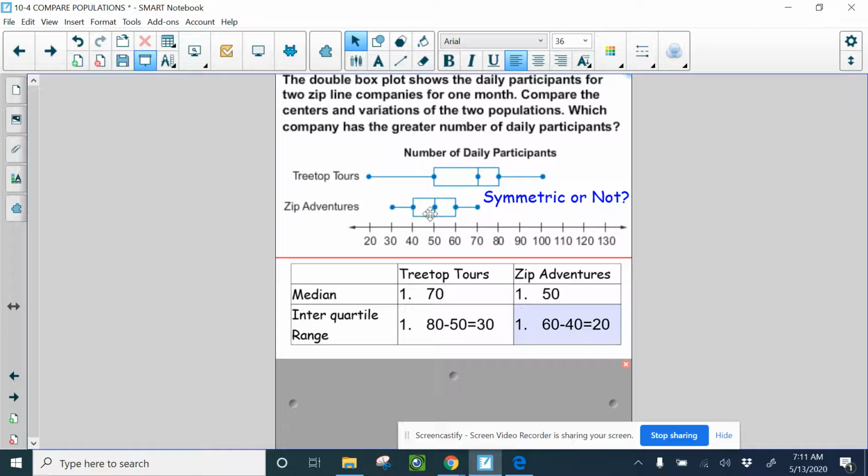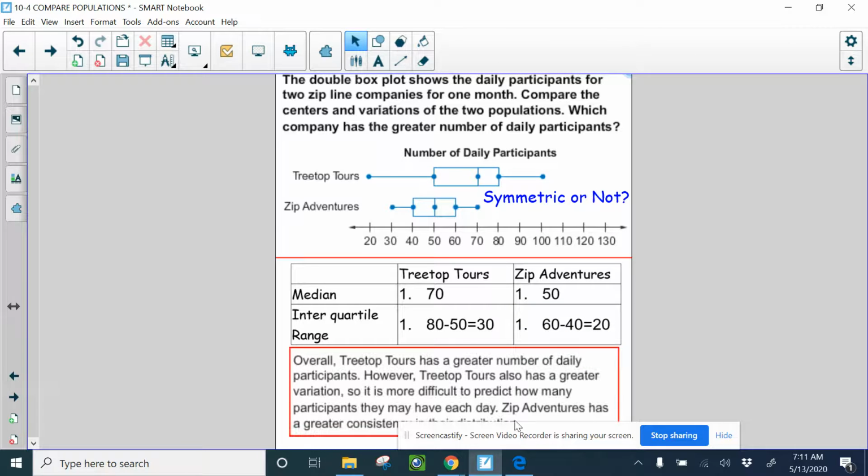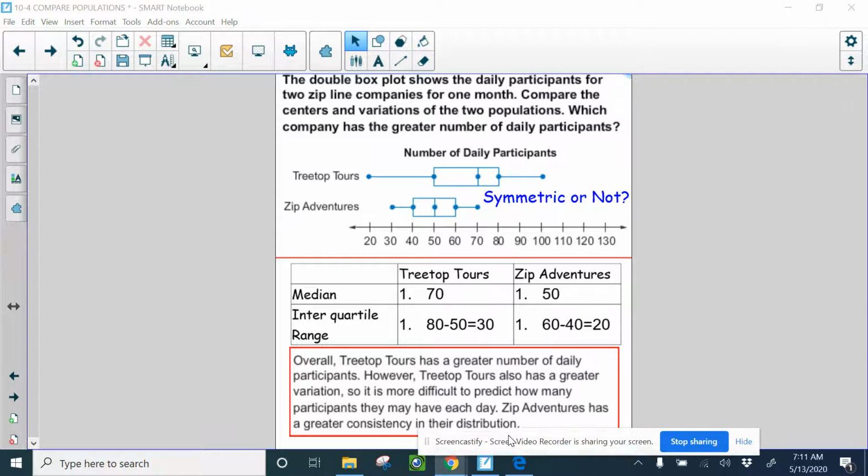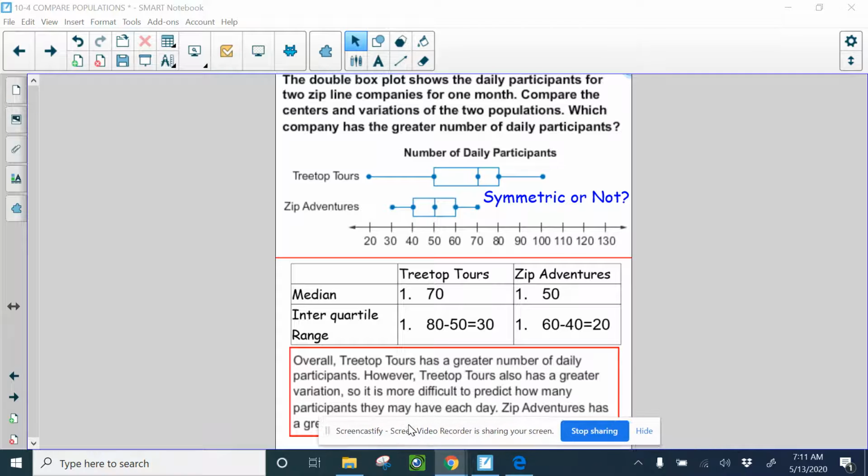Zip Adventures, although they get fewer people on a daily basis, can predict more easily that they're probably going to get about 50 people. Whereas Treetop Tours will range a lot more, and it's going to be a lot harder for them to know how many customers they're going to get in a day. So again, Treetop Tours has a greater number, however, they have a greater variation, so it's more difficult to predict. Zip Adventures has a greater consistency.